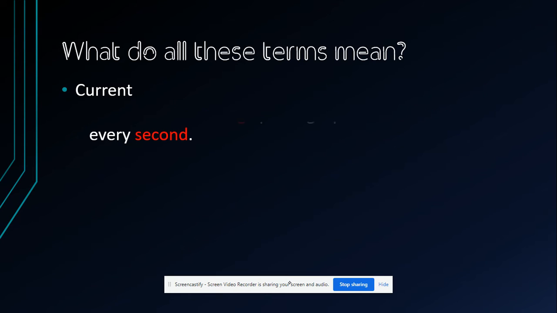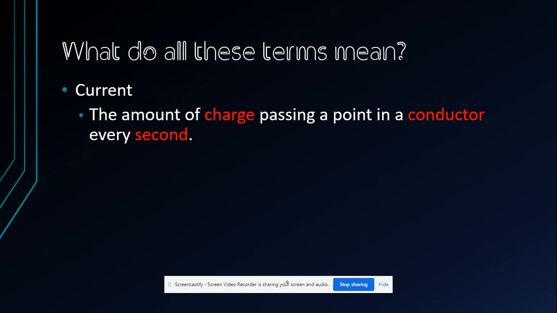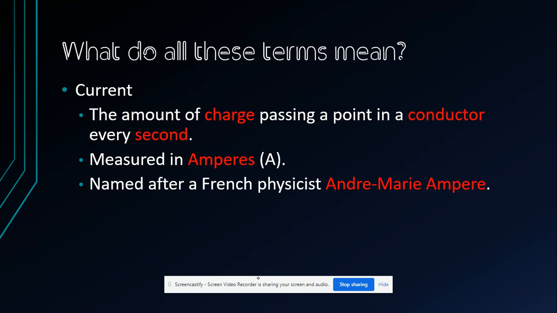Current, so that's the first one. So the amount of charge passing a point in a conductor every second. That's what the current relates to. Okay, it's measured in amps. It's named after a French physicist, André Marie Ampere, hence amps or amperes.